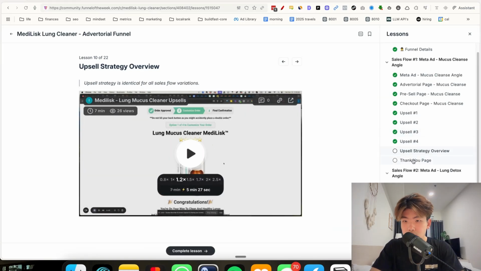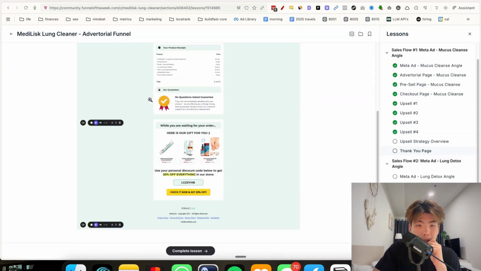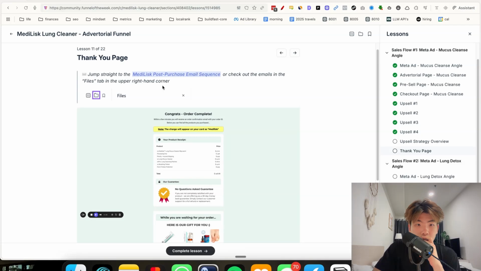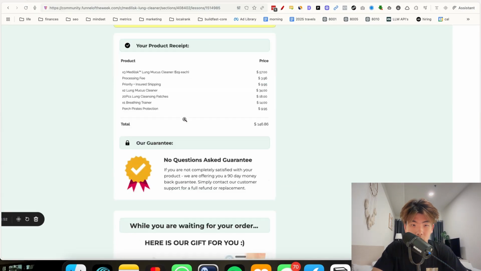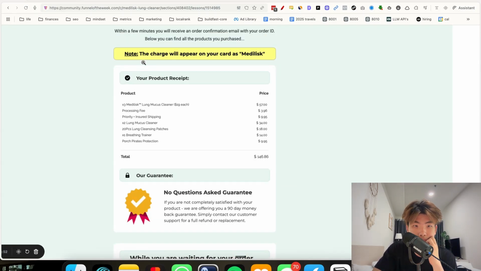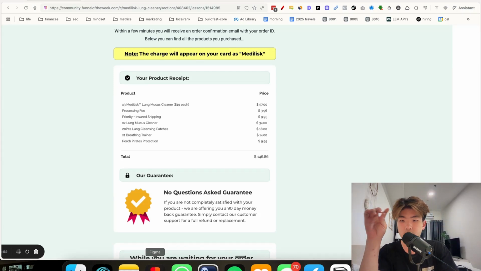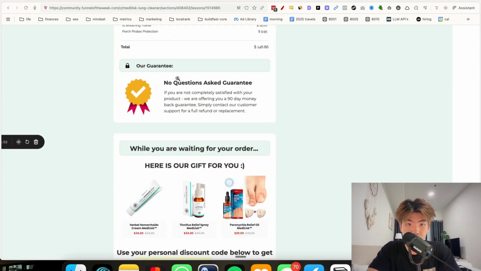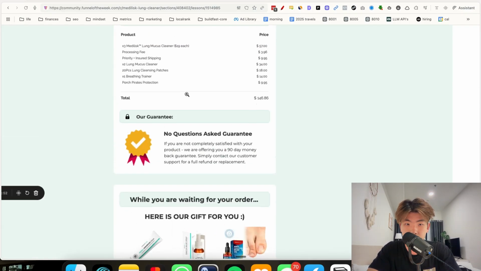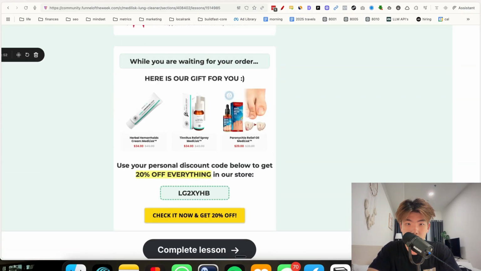All right, let's see. So this is a thank you page. They tell you what your charge will appear as. This is probably very important, because if someone doesn't know how the credit card bill will be listed, they're way more likely to charge back. So this probably helps with chargebacks. And then they have a guarantee, and then more upsells here.